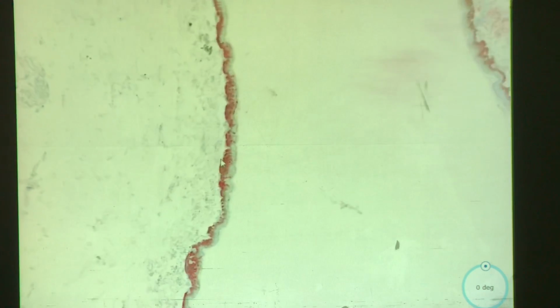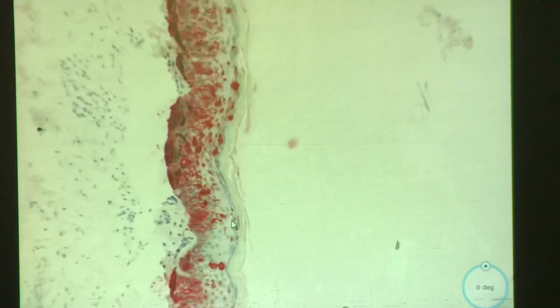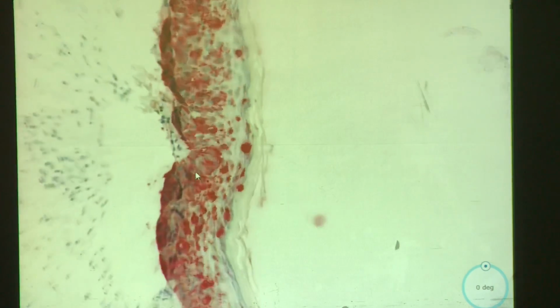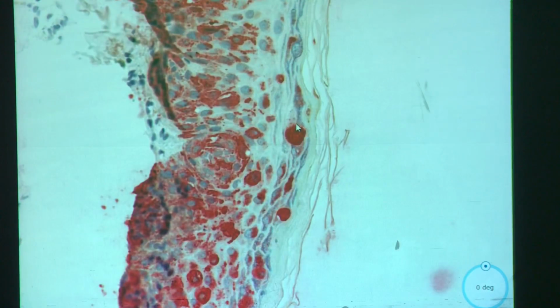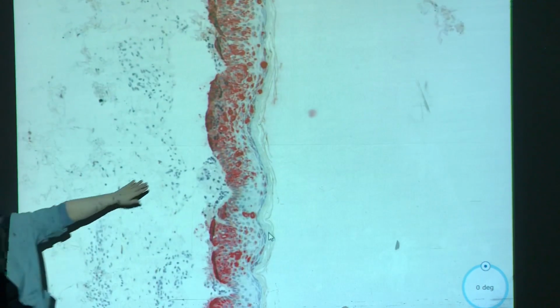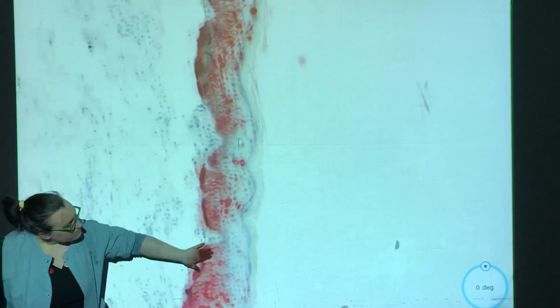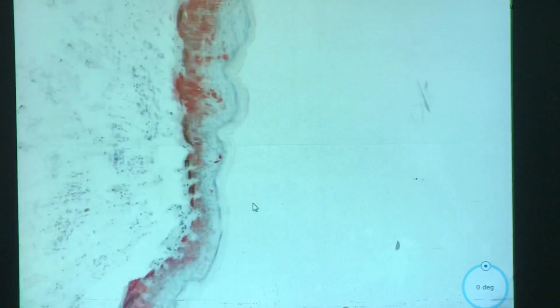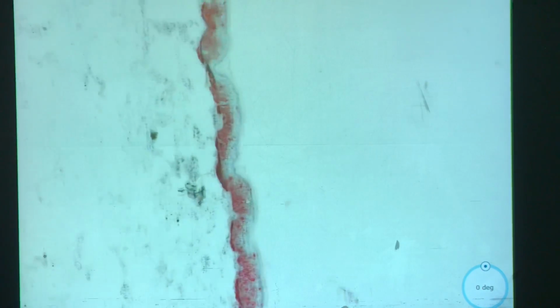So this is an IHC stain. What IHC stain would you like? Melan-A, HMB-45? I believe this is HMB-45. Well, look at that. Ooh, that's a beauty. You see all this spread, and this normally should all be within the basal layer. But it's not. It's kind of everywhere. Yes, it's beautiful.